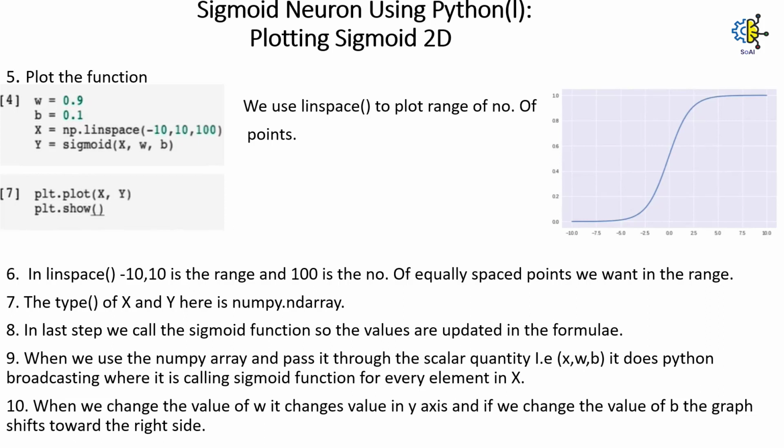In the last step, we call the sigmoid function so the values are updated in the formula. When we use a numpy array and pass it through scalar quantities, that is x, w, b, Python does broadcasting, where it calls the sigmoid function for every element in x. When we change the value of w, it changes the y-axis values, and if we change the value of b, the graph shifts toward the right side.